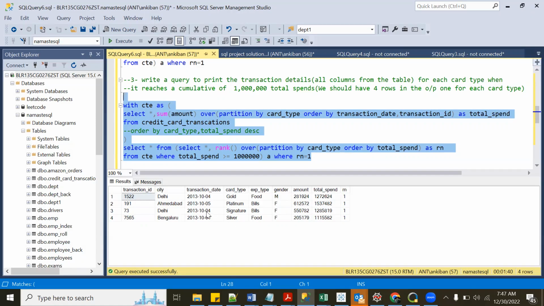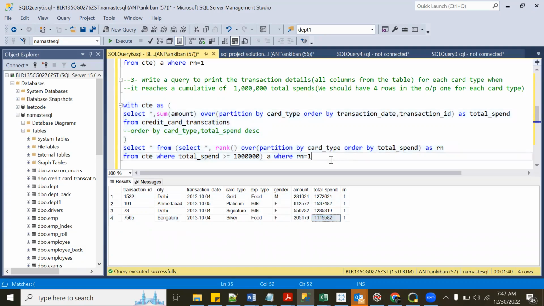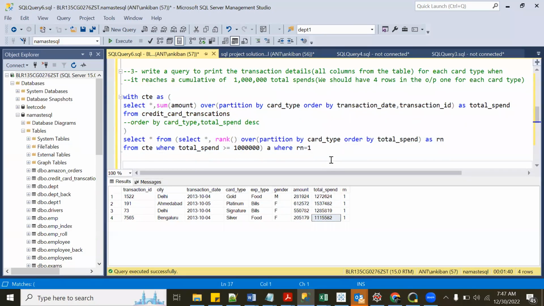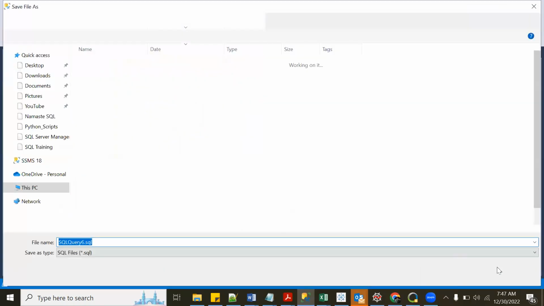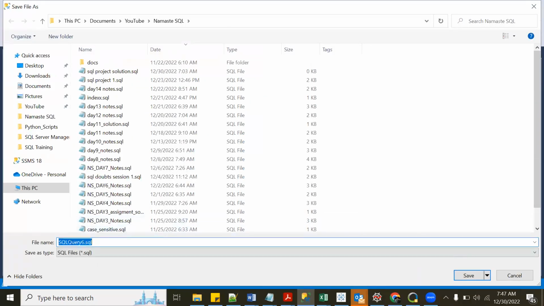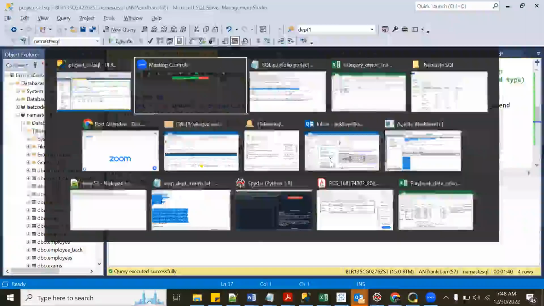Okay, so we got the data. For gold card type, this is the transaction where we reach 1 million of cumulative sales. For platinum, this is the transaction where we reach 1 million. This is showing me total spend. And again, for silver, this is the row. Are we good? This is a little bit tricky question. Okay, let's move on to the next question if there are no doubts.